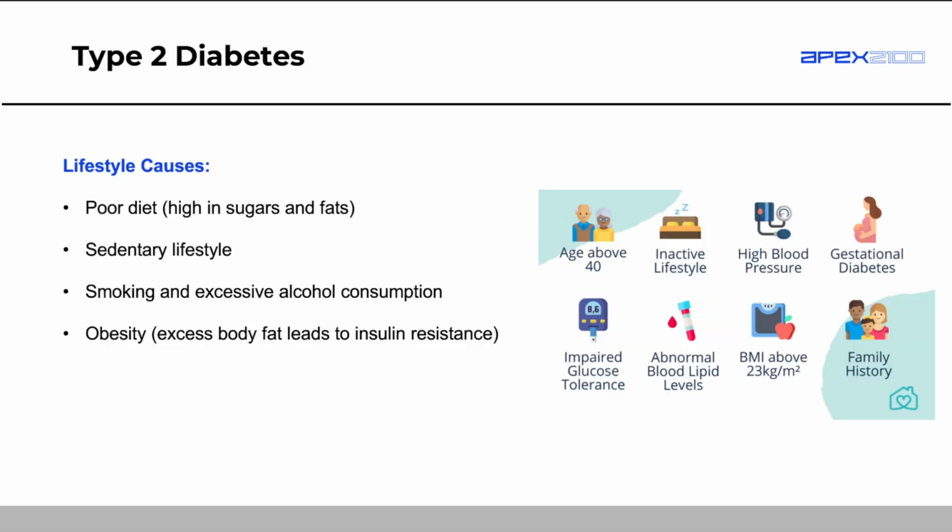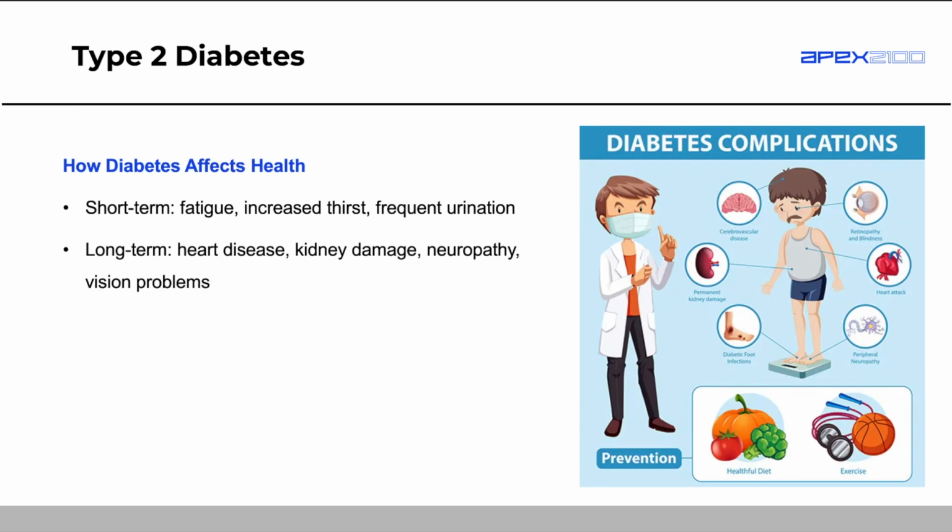So again, like I said, lifestyle causes. It's caused by a poor diet. That's a diet that's high in sugars and fats. It's also caused by a sedentary lifestyle. So sitting down a lot, not moving a lot, can increase insulin resistance. Smoking and excessive alcohol consumption can lead to type 2 diabetes, and excess body fat, so obesity, also leads to insulin resistance.